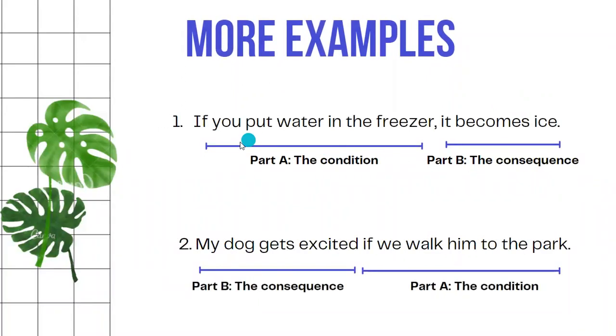For example, if you put water in the freezer, it becomes ice. Part A will be the condition, and part B is the consequence.